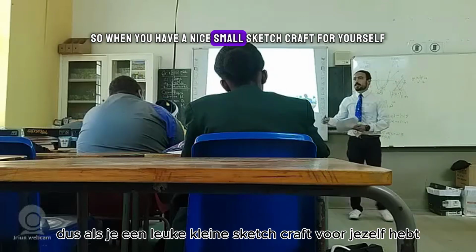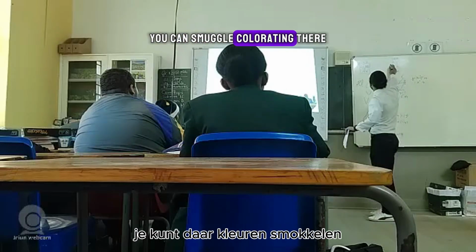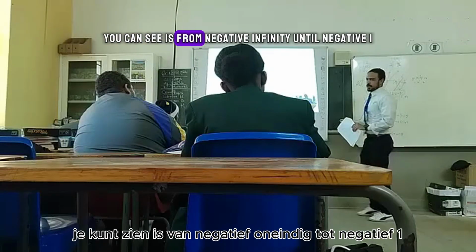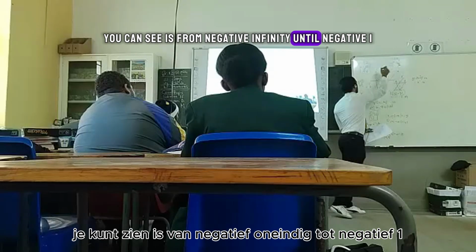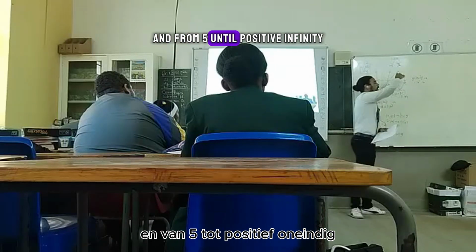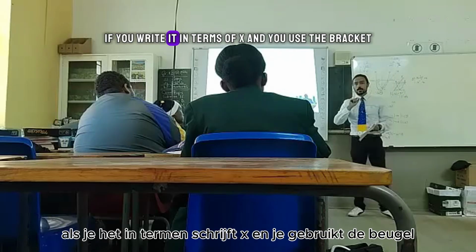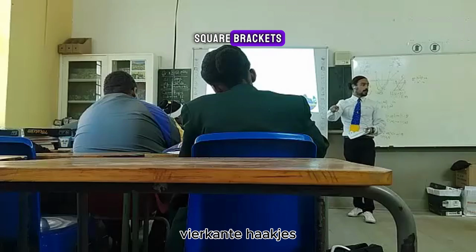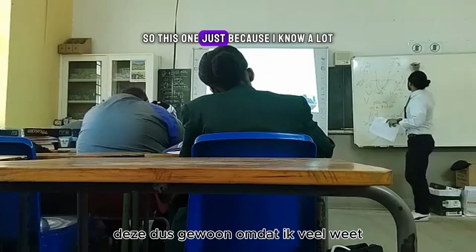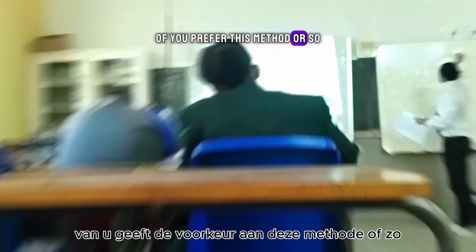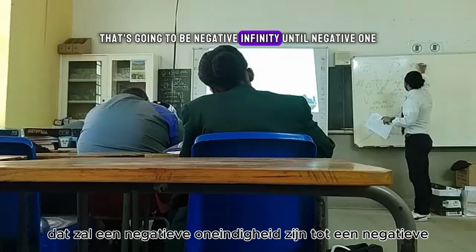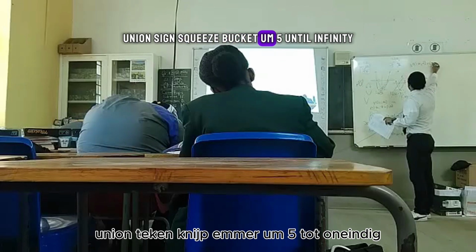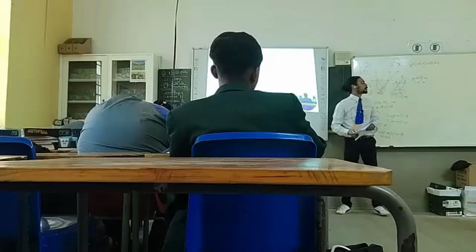So when you have a nice small sketch graph for yourself, you can go color it in there. They're asking technically for these values here. And there you can see it's from -infinity until -1 and from 5 until +infinity. This one now, if you write it in terms of x and if you use the brackets, this one will get square brackets, -1 and 5. Just because I know a lot of you prefer this method, that's going to be -infinity until -1, union sign, square bracket, 5 until infinity for x.